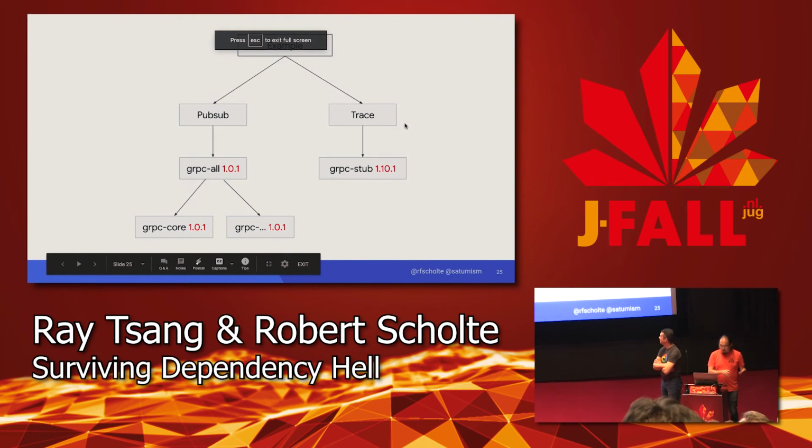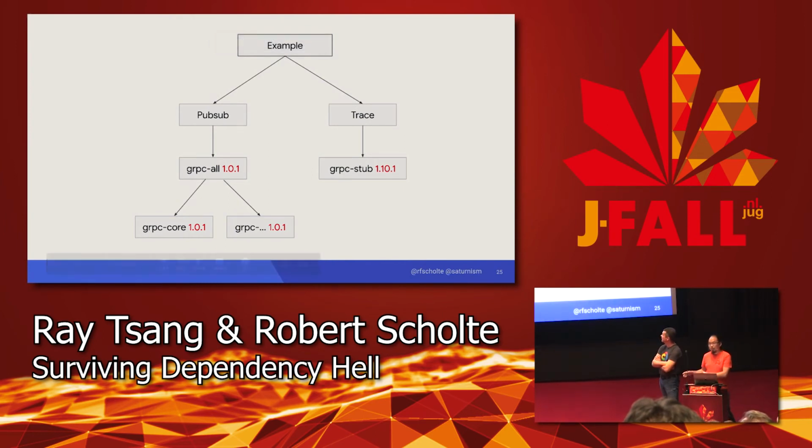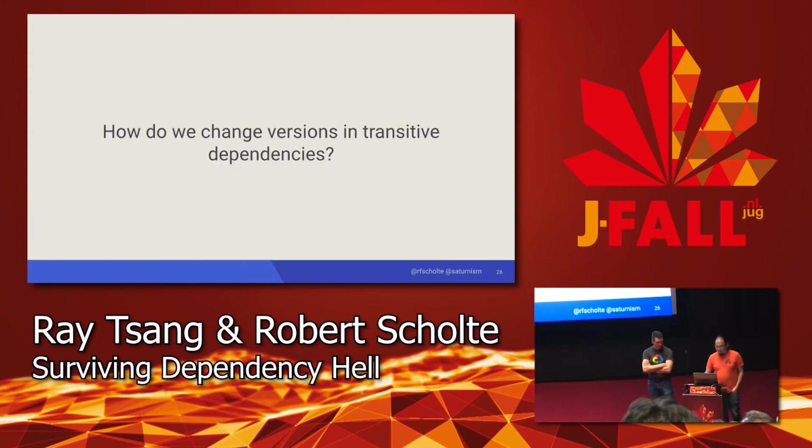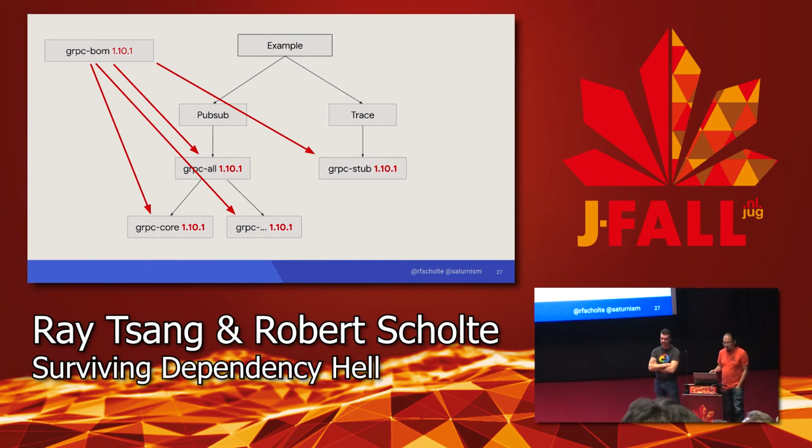Right? So gRPC core is using 1.0.1, and the gRPC stub in this case is using 1.10.1. They are all of the newest version, but they don't communicate with each other well. There's a dependency misalignment. This is what we call it. And one of the easiest ways is to produce a BOM, right? In this case, there's a gRPC BOM, which has a dependency management version in there. And then we can overwrite all the transitive dependencies from here. This is one of the easiest ways to fix this issue.